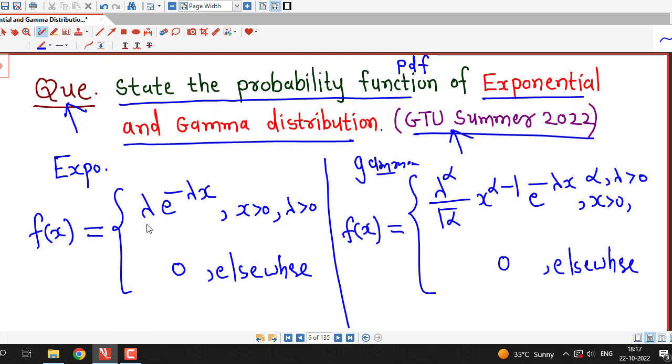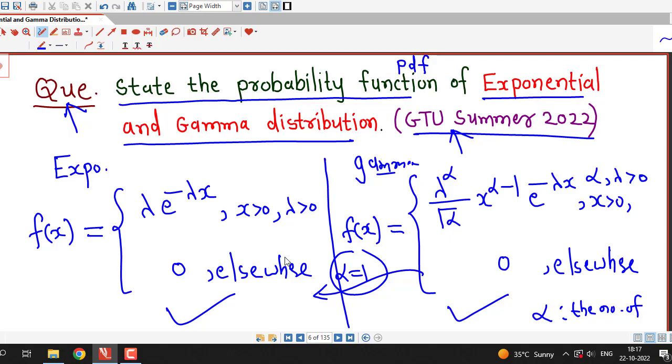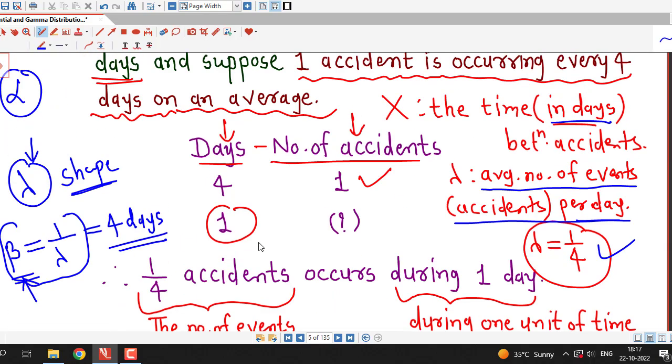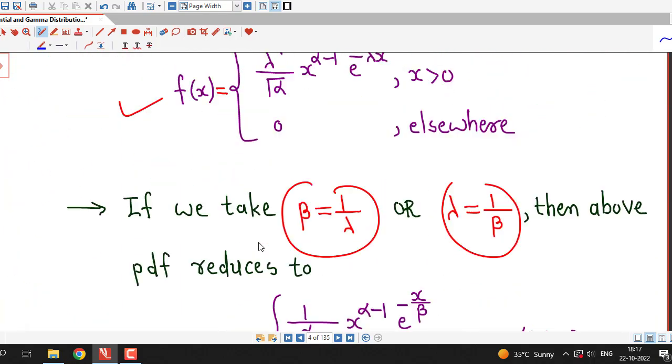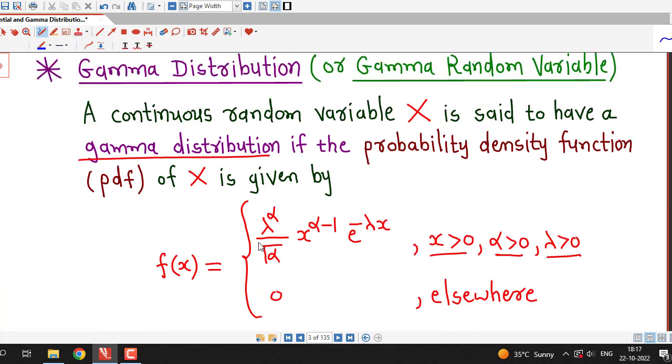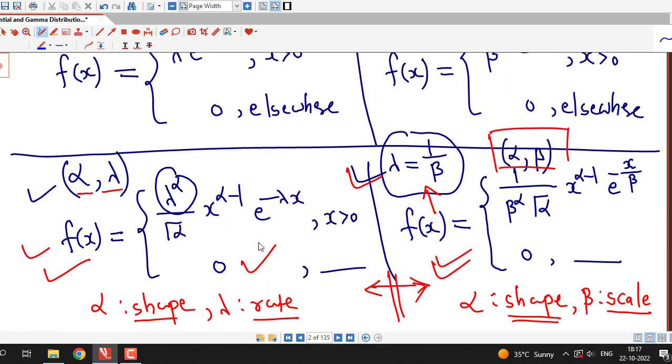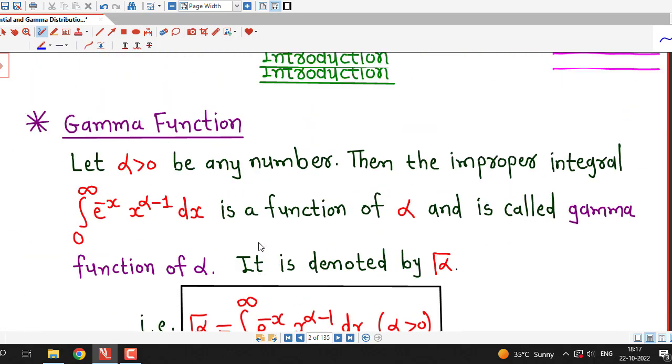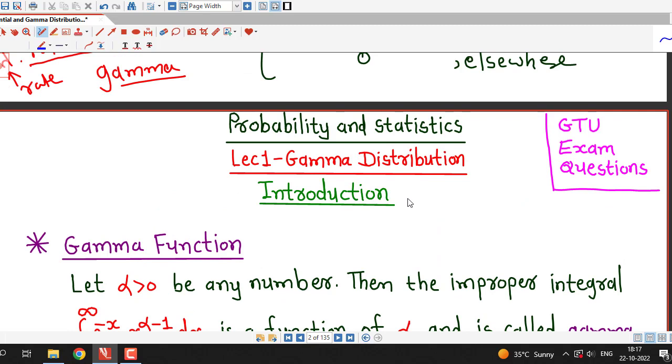Here lambda is the average number of events per unit of time, and alpha is the number of events which we are waiting for, and if alpha is 1, this reduces to the exponential distribution. So this is all about the gamma probability distribution. We have discussed how the gamma probability distribution is defined, what the different applications are, and how we can decide the parameters from the given question for our gamma distribution.